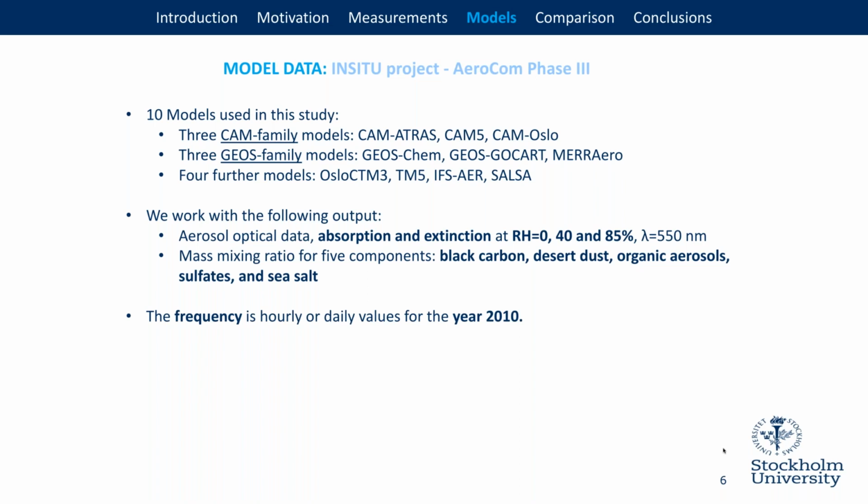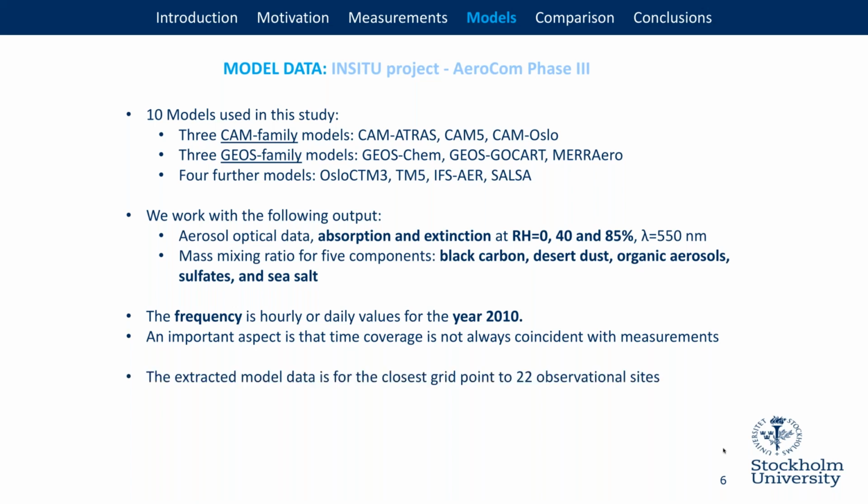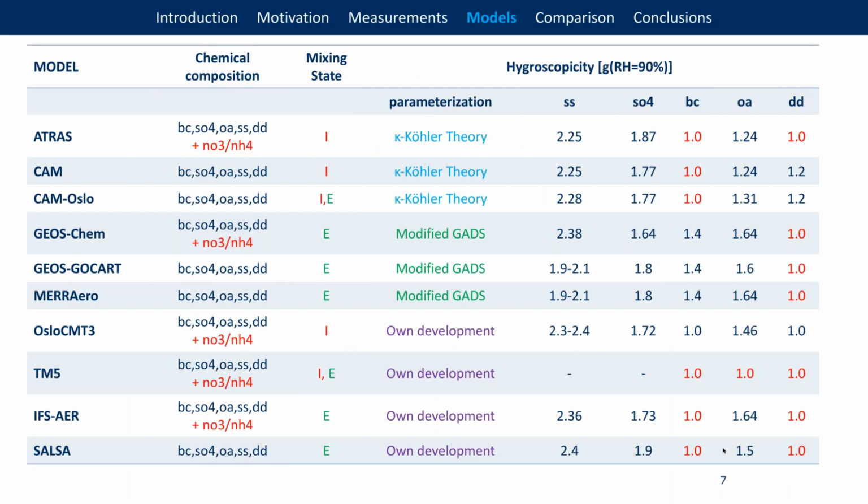The frequency of our model data is hourly or daily values for the year 2010. One important aspect is that the time coverage is not always coincident with measurements, because some sites were or were not measuring during 2010, so it's not always the same. Then we extract model data for the closest grid point of 22 observational sites, and we have used simulated surface data regardless of site elevation.